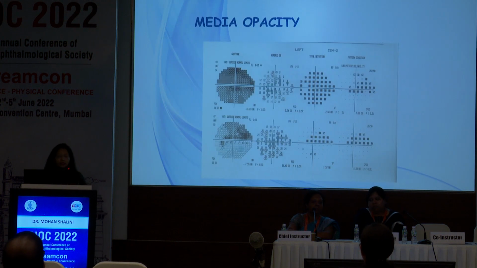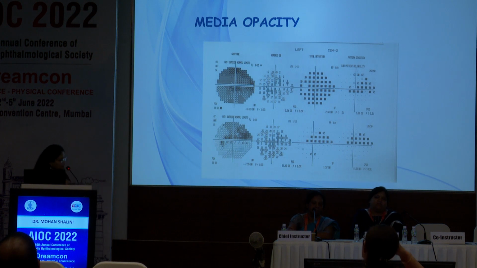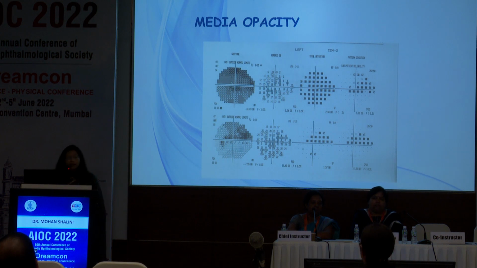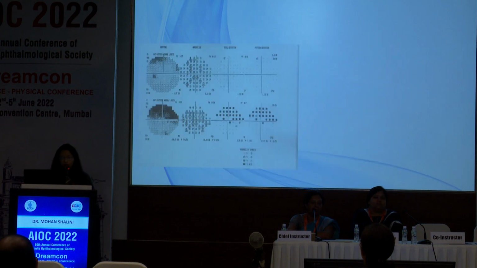Now coming to another very important thing, like media opacities, cataract. As I said, once you remove the cataract, after surgery you can see there is improvement in the visual field. Now here it was with cataract, you can see the total deviation plot which is completely blind, and here you can see the total deviation plot has improved after cataract surgery. So again that means you need to re-establish the baseline visual fields for this particular patient to assess the progression.